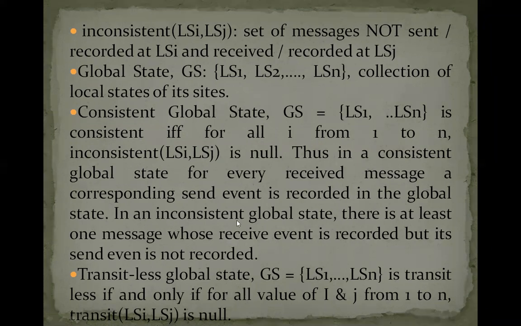So therefore, in an inconsistent global state, there must be at least one message whose receiving event is recorded at the receiving end, but whose send is not recorded. Whenever you send a message, it has to be recorded in the local state. And if it is not received by the receiver, there is no problem, because it is still in the channel. Channel state will represent that a message has been sent by the sender and will be received by the receiver. In that case, it can be called consistent.